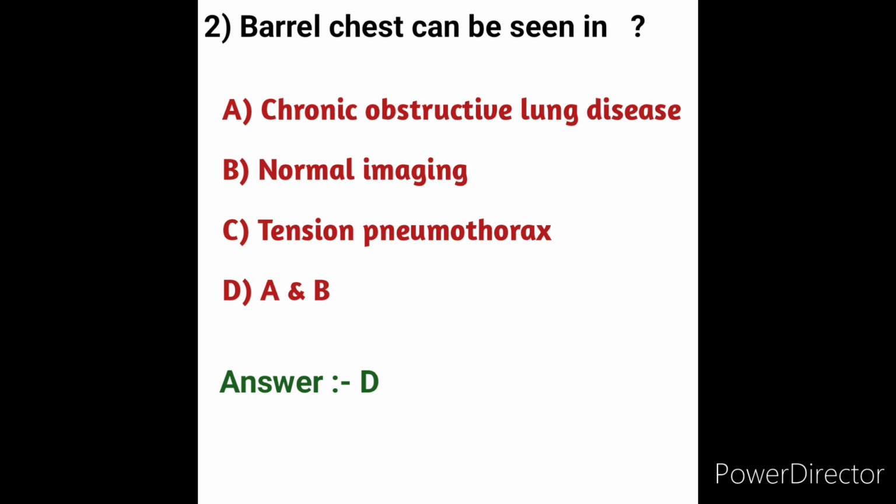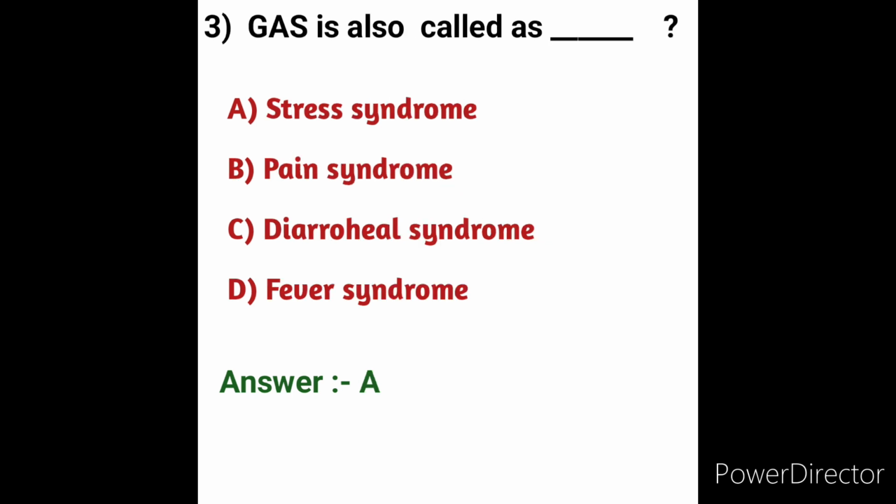Next question, the third one. GAS, what is GAS? GAS means general adaptation syndrome. This is one of the syndromes. We will see the options here. Option A, stress syndrome. Option B, pain syndrome. Option C, diarrheal syndrome. Option D, fever syndrome.